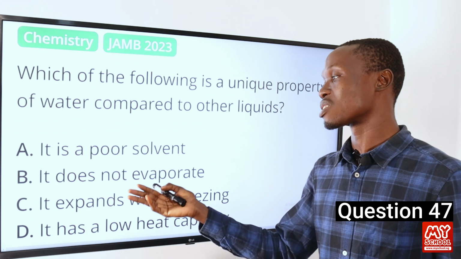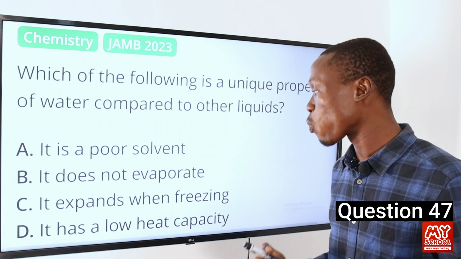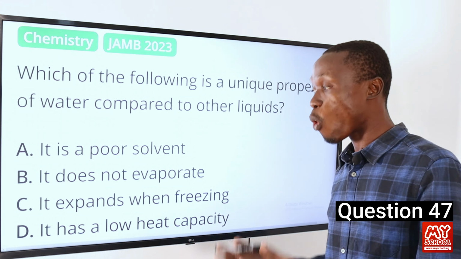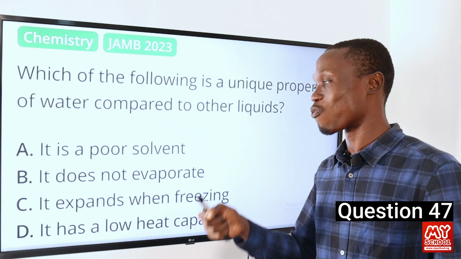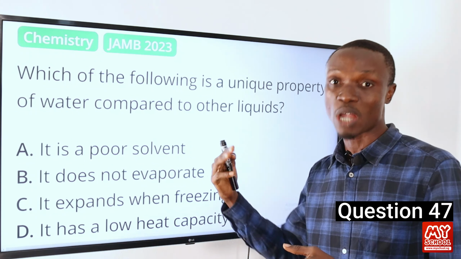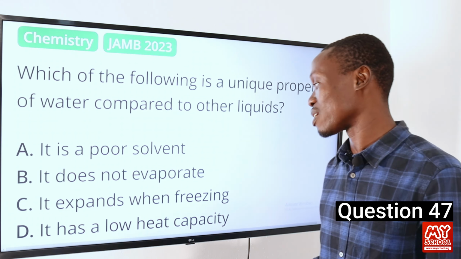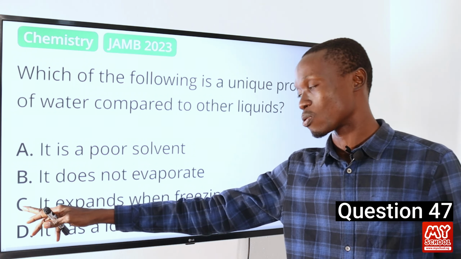In fact, this accounts for the reason why ice floats in water, because when water is freezing, it expands. Then water contracts when you heat it from 0 degree to 4 degree, but heating it above that temperature, it will start expanding. While option D, it has a low heat capacity. So the answer to this question is option C.